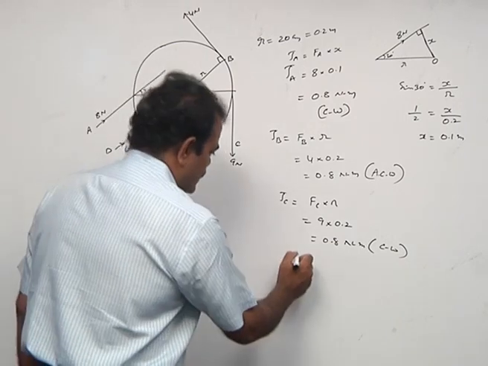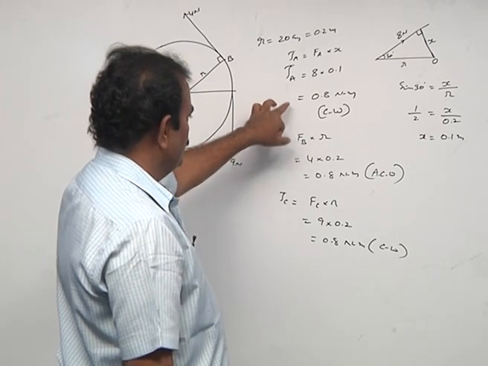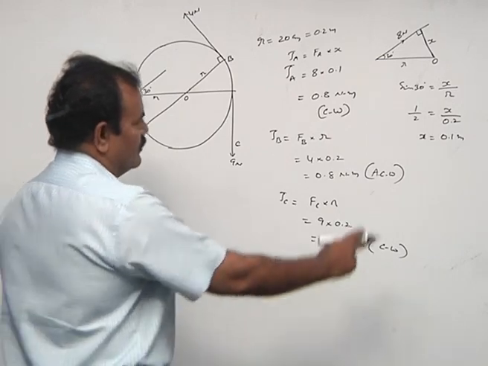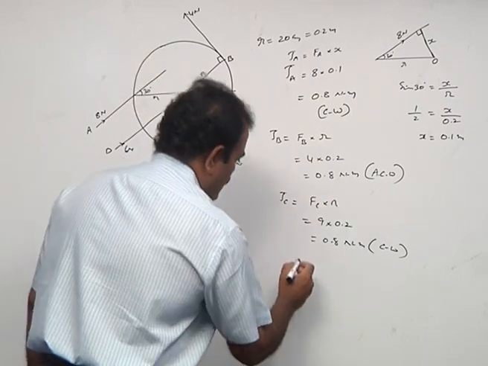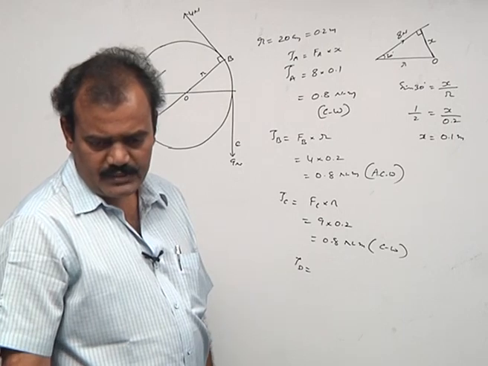So everything has come, that is the torque D. So once again I tell you, it is 8 into 0.8, torque A. Torque A is equal to sin 30. We have taken 0.8 Newton meter clockwise, and the torque B is here like this. And the torque D.